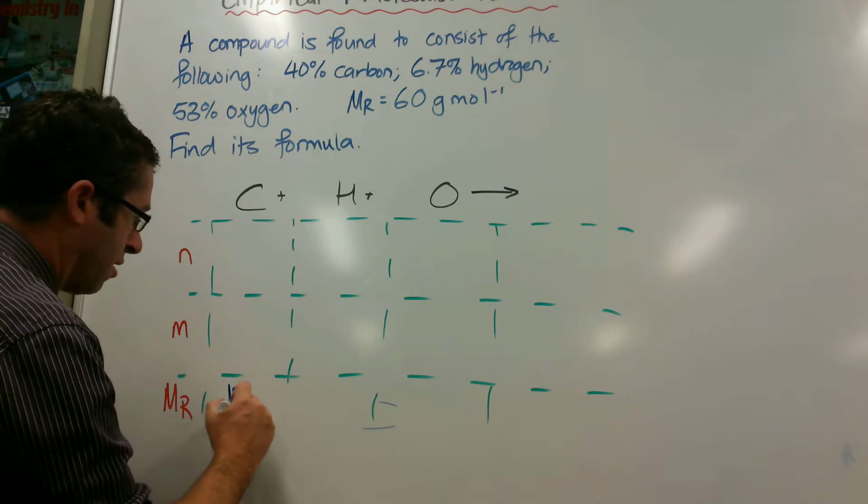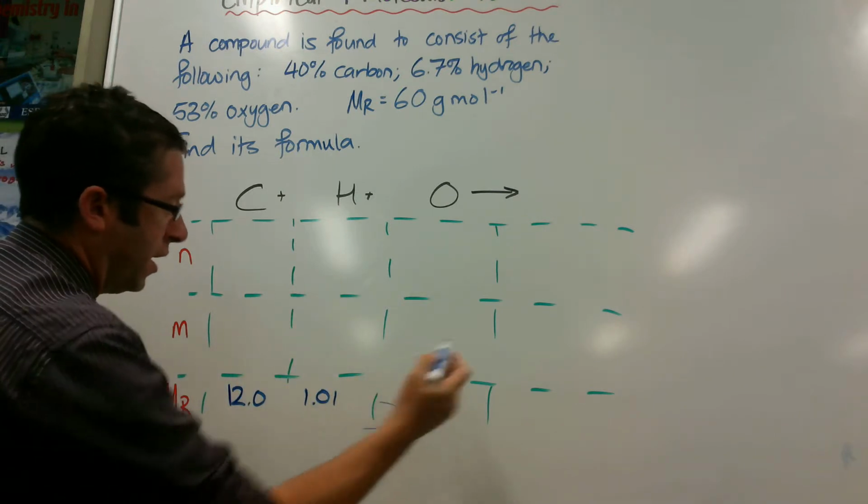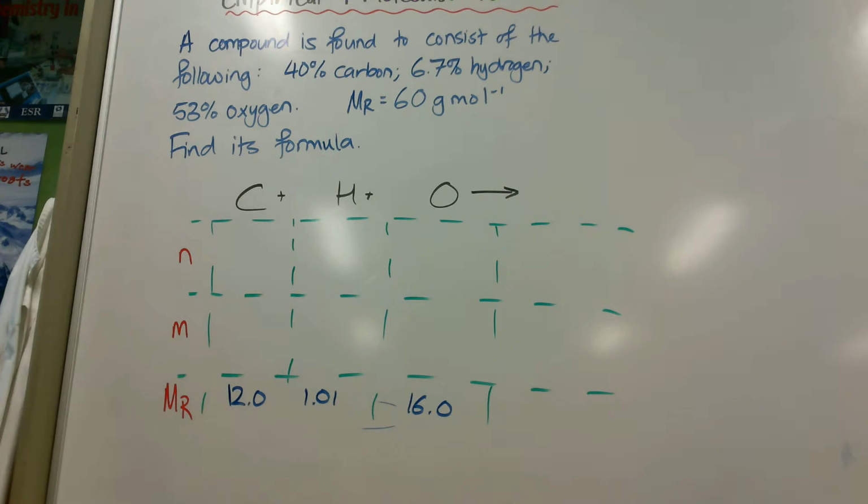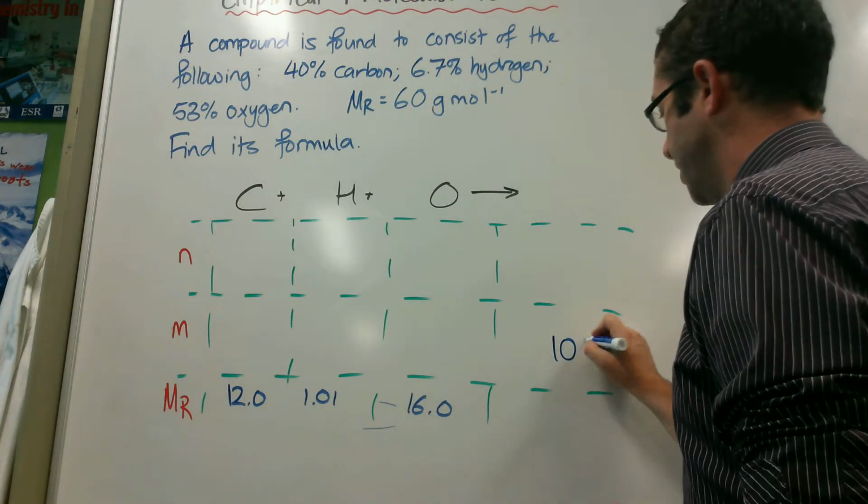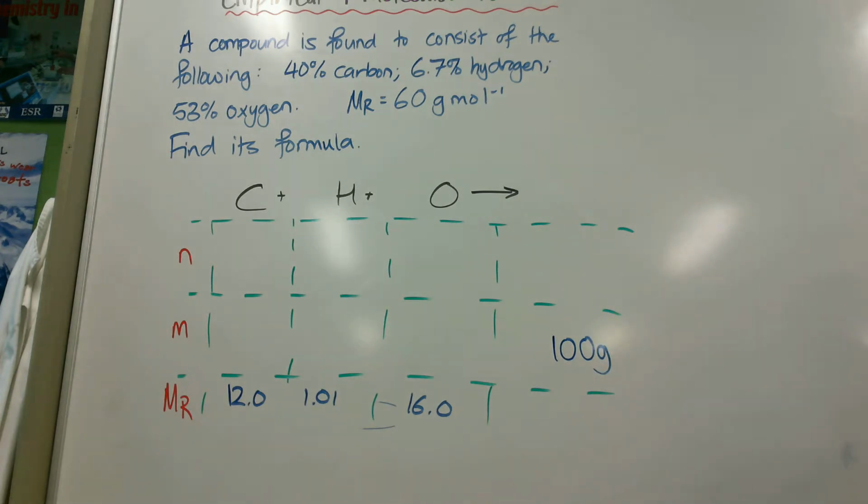So I've got 12.0, 1.01, and 16.0 there. I don't know my mass. I only know percentages. But what did we do yesterday? What was the assumption we made to turn our masses into percentages? 100 grams. Cool. We presumed that we had 100 grams of our product. So we're going to do the same. Because we're given percents, let's pretend that they're their mass then. Because that would be right.